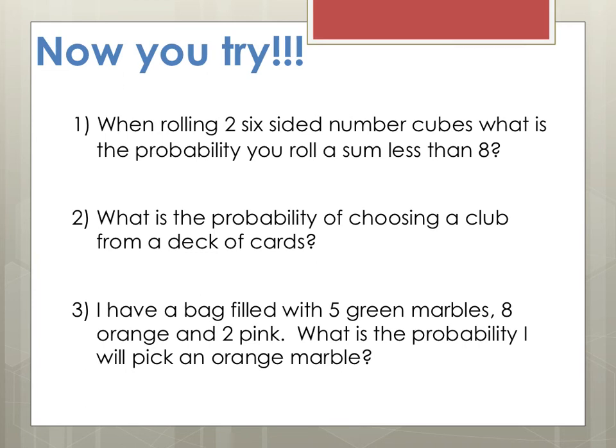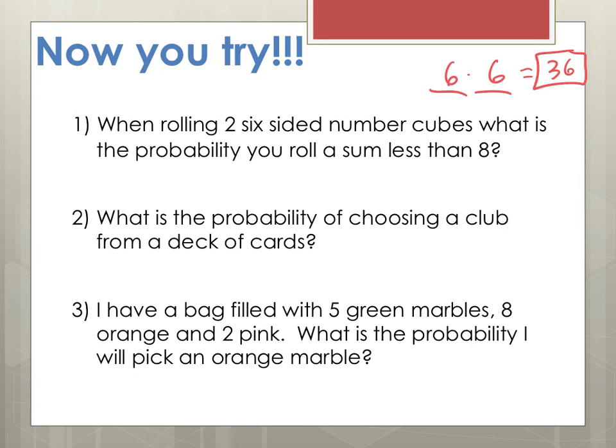So in the first one, it says, when rolling 2 6-sided number cubes, what is the probability of rolling a sum less than 8? Well, remember when you're rolling 2 number cubes, we have 6 different outcomes in the first one. We have 6 different outcomes rolling that second one. So together, there should be 36 total possible outcomes. And we saw that sample space from an example before.